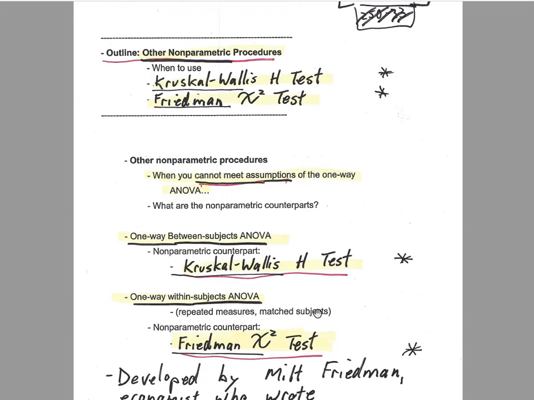The main point from this page of lectures is I want you to know that if you had planned on using one-way between subjects ANOVA, but you couldn't meet the assumptions, the fallback procedure, the nonparametric counterpart, is the Kruskal-Wallis H Test. If you had planned on analyzing your data with one-way within subjects ANOVA, but you couldn't meet the assumptions, the fallback procedure, the nonparametric counterpart, is the Friedman chi-square statistic.